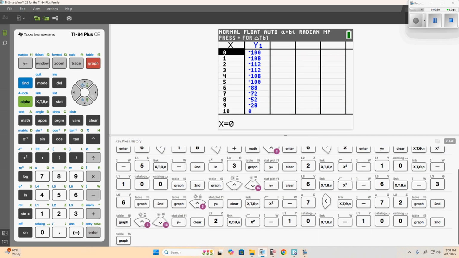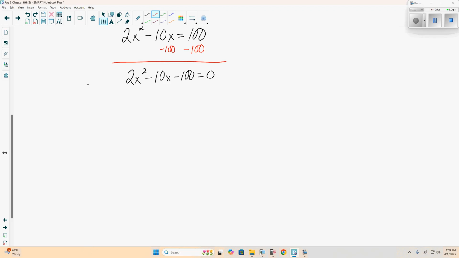We're looking for what values of x make the y value be 0. So one of them is 10. And the other is, so we can say x is equal to 10 or negative 5. Now we can graph it, or factor it.